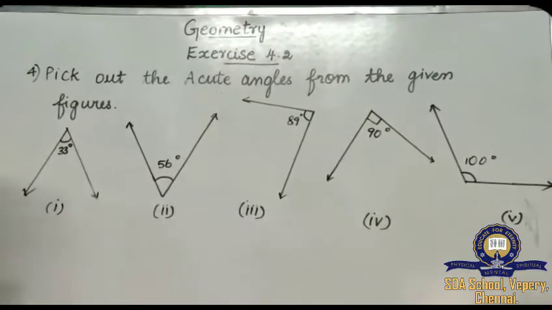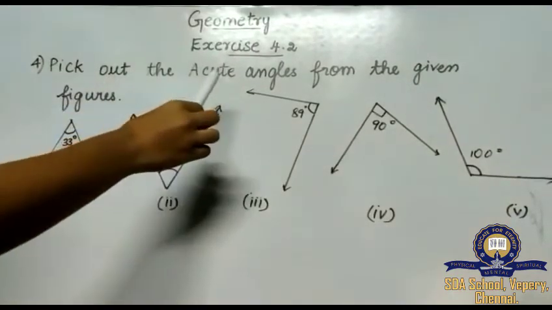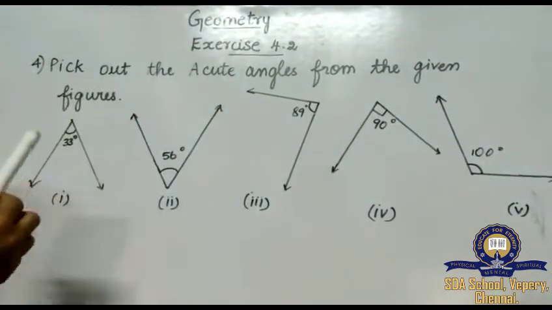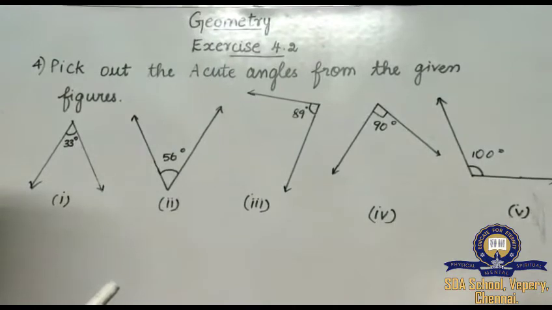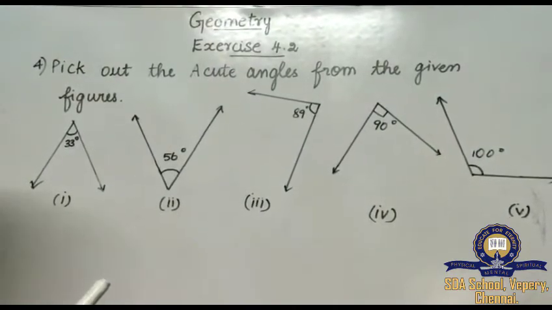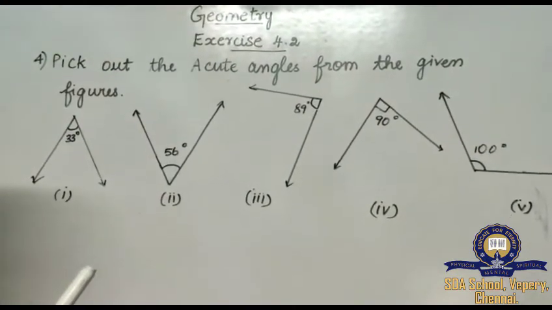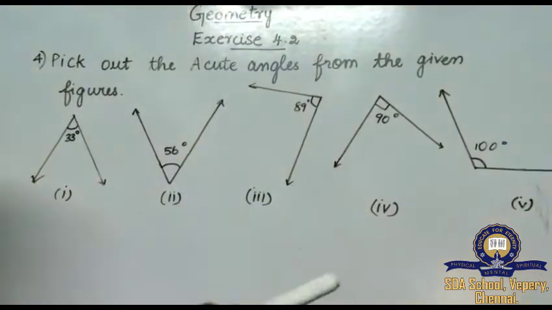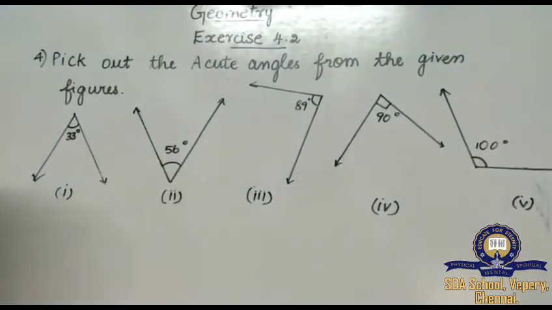Now we'll move on to the fourth sum. Pick out the acute angles from the given figures. We know that what are acute angles? Angles measuring less than 90 degree are said to be acute angles. Okay, so there are 5 figures given here and you are supposed to pick out the acute angles.